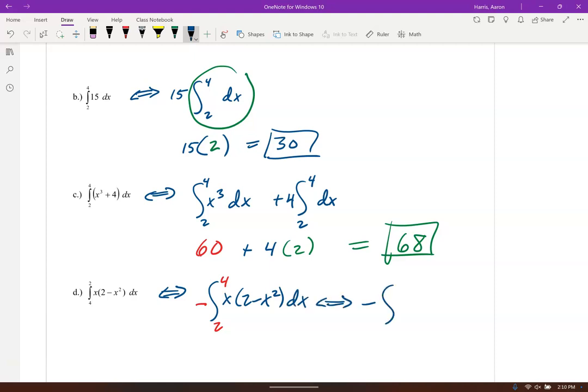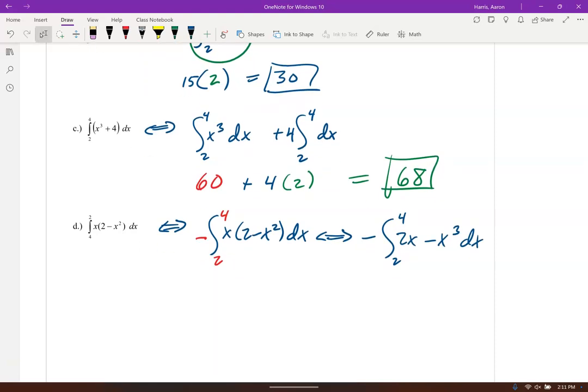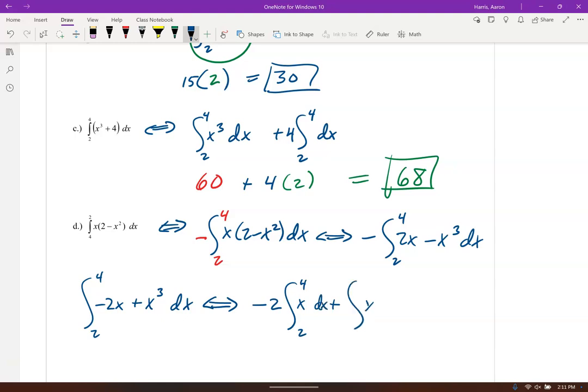So leave that negative out front. I got 2 to 4. Let me distribute the x. I got 2x minus x cubed. And I can take that negative through to both of those actually. So let me take that inside there. Now let me split that up. So I have negative 2 integral x dx, plus the integral of x cubed from 2 to 4.